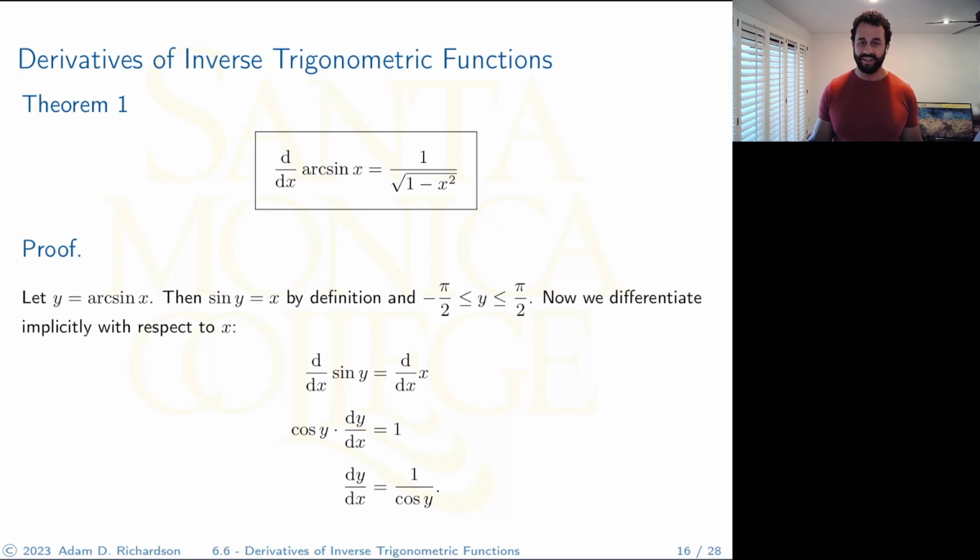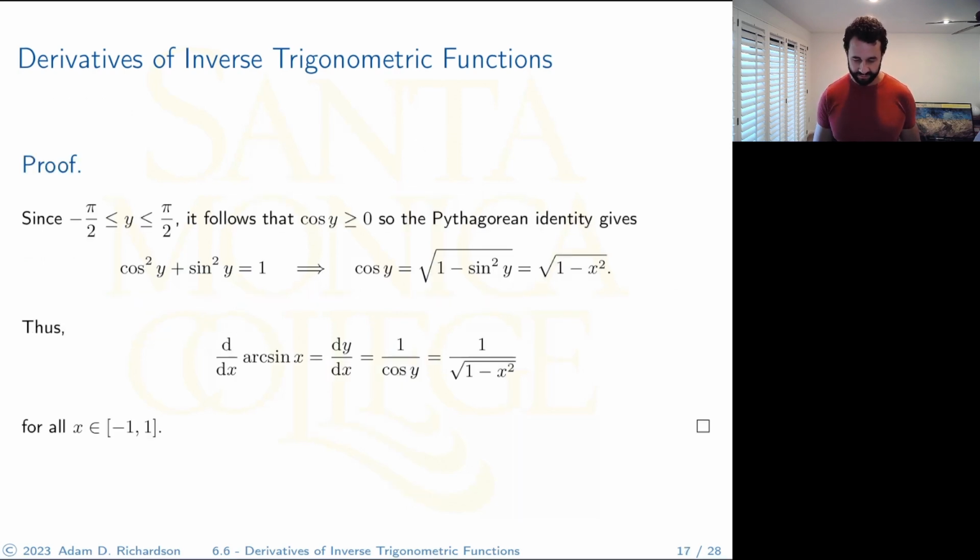But we're not done yet. We're not done yet because we started with x's and we need to end with x's. So we need to find a way to express cosine of y in terms of x instead. All right, here we go. Pythagorean theorem. So the Pythagorean identity says that cosine squared y plus sine squared y has to equal 1. So if we solve it for cosine of y, we get this.